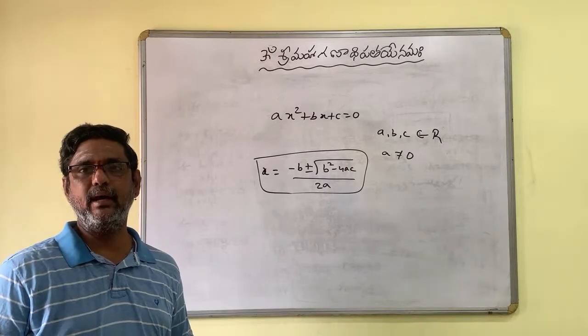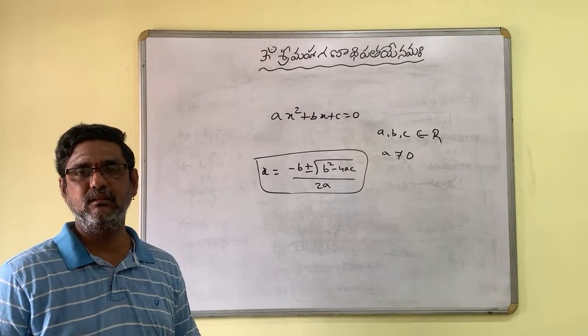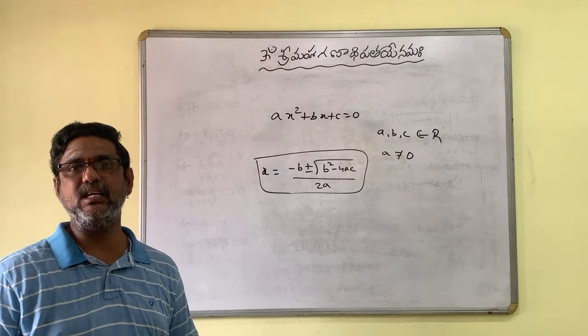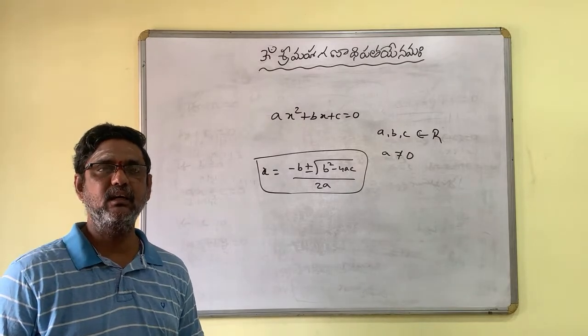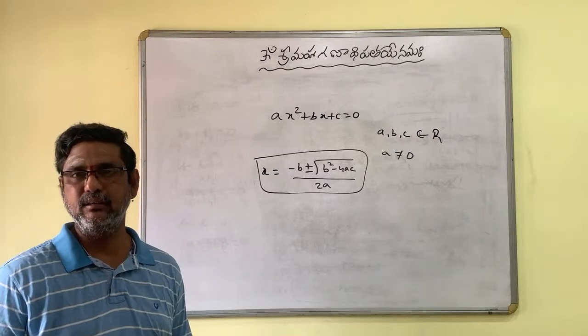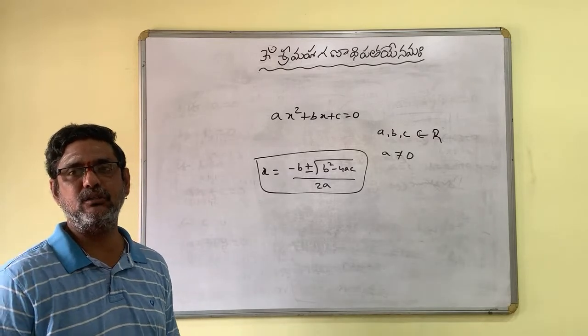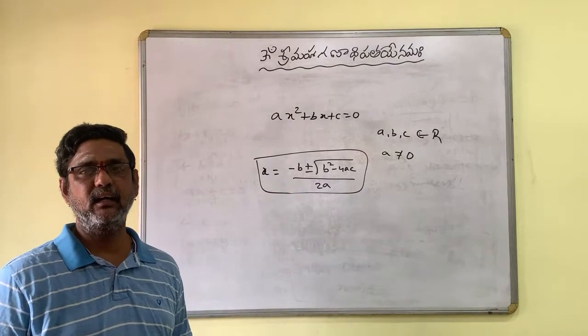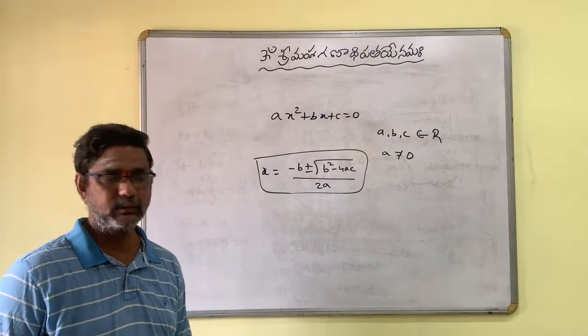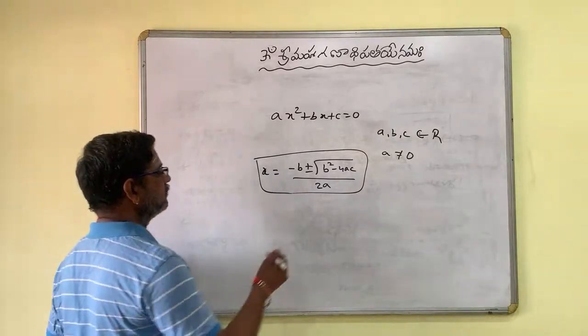Where a, b, c are the coefficients of the quadratic equation. a is the coefficient of x square, b is the coefficient of x, and c is the constant. Just take out those values and substitute in the formula, simplify, done. Problem is done. Let us see an example.